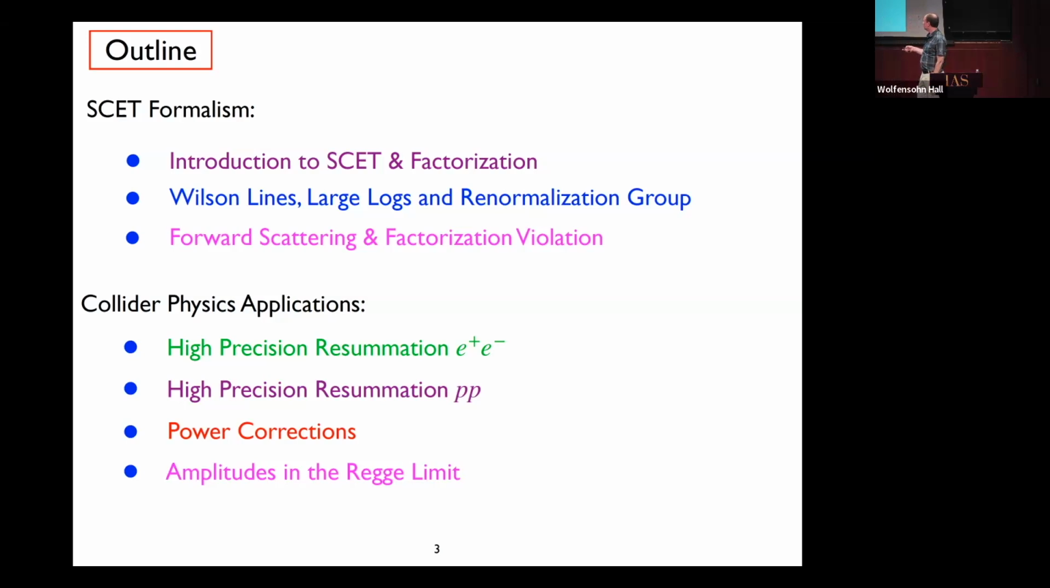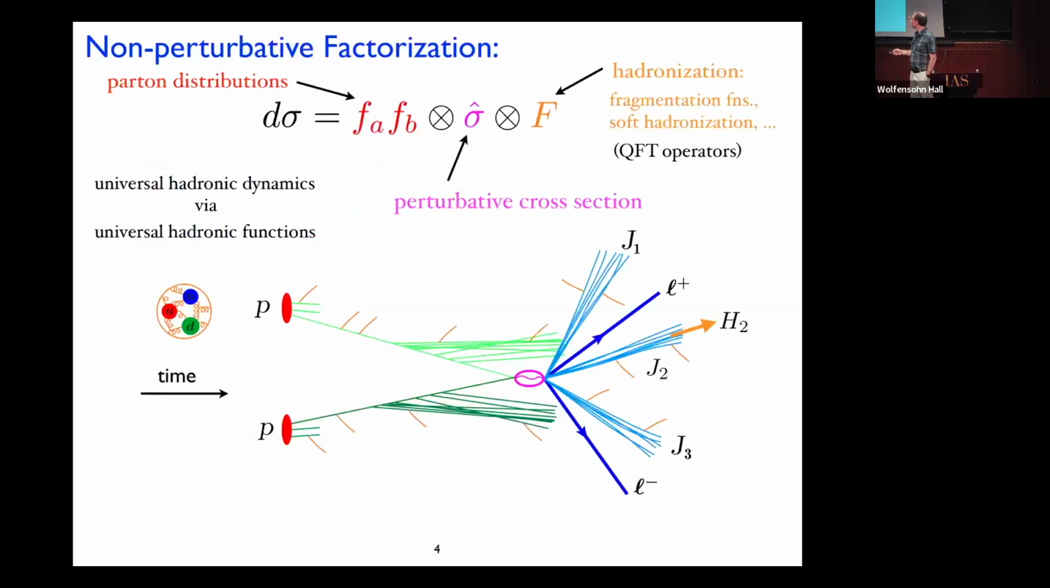My title advertises collider physics, so we'll warm up with some E plus E minus collider physics, and we'll talk about some PP collider physics. I may have time to talk briefly about power corrections, and then we'll finally talk about amplitudes in the high energy limit, or forward scattering limit, Regge limit.